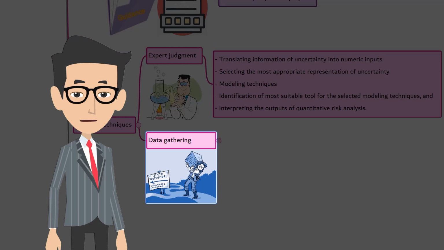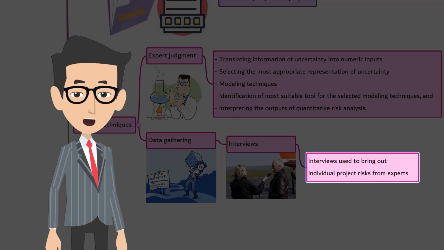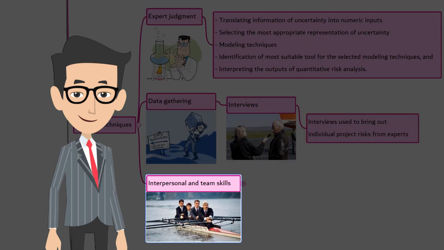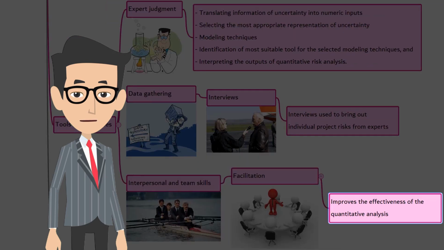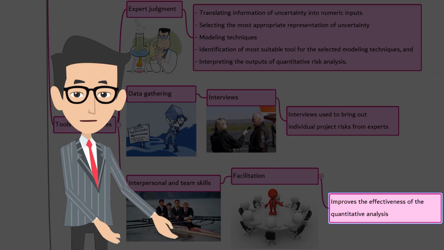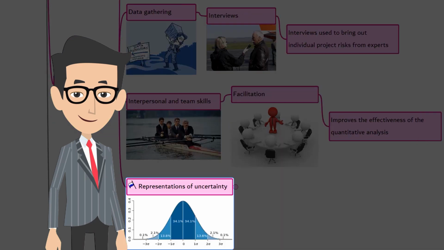Data gathering. Here, we are talking about interviews. Interviews may be used to bring out individual project risk and other sources of uncertainty. This is particularly useful where information is required from experts. Interpersonal and team skills: facilitation. Facilitation improves the efficiency of the quantitative analysis of individual project risk.